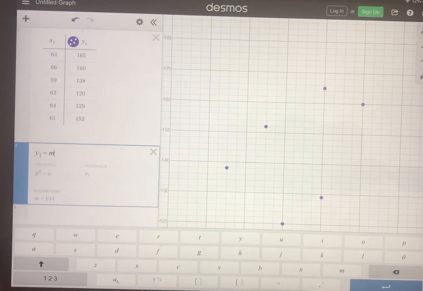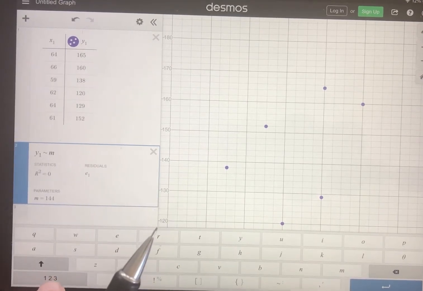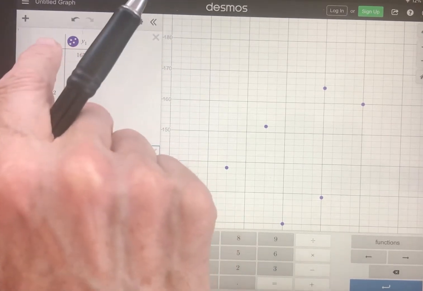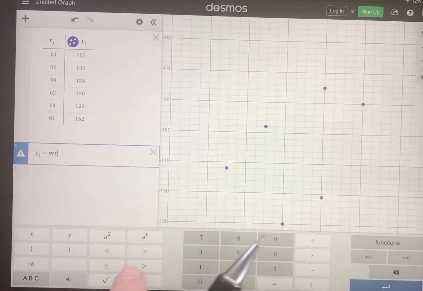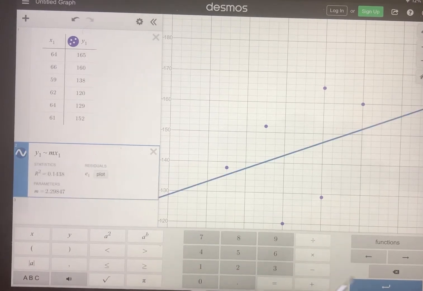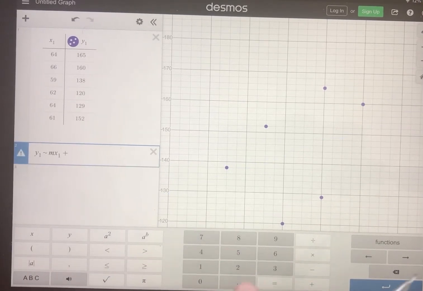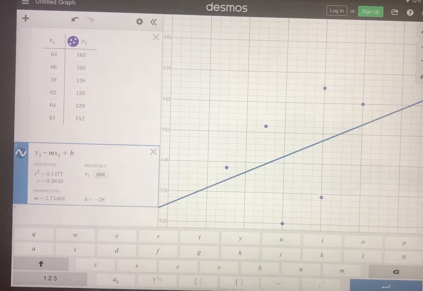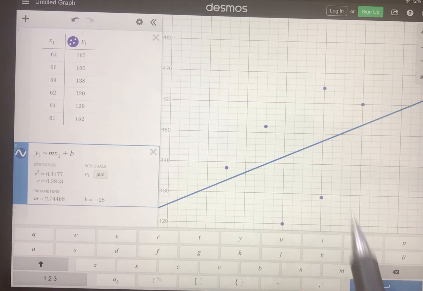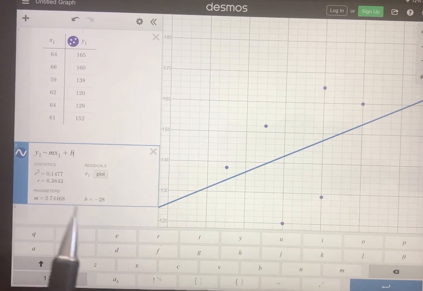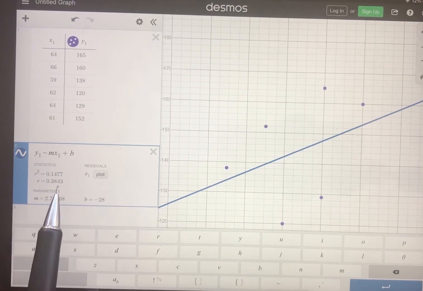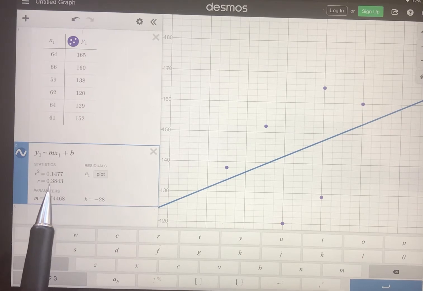We want to put an M as our slope, and then we'll go back to our X sub 1, because we want to use the data from column X sub 1, and then we're going to put in a plus B, and my B is, go back to my ABC menu, and there you have it. There is the line of best fit. And it's telling us, we knew this. We did the correlation coefficient in our previous video.